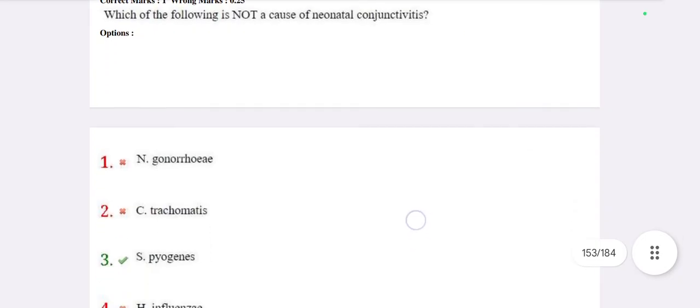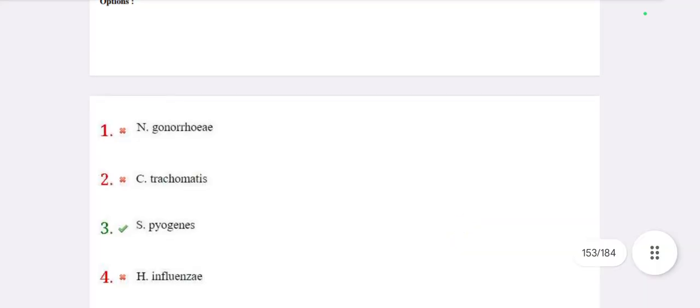Our next question is, which of the following is not a cause of neonatal conjunctivitis? Options are N. gonorrhoeae, C. trachomatis, S. pyogenes or H. influenzae. Our correct answer is S. pyogenes.